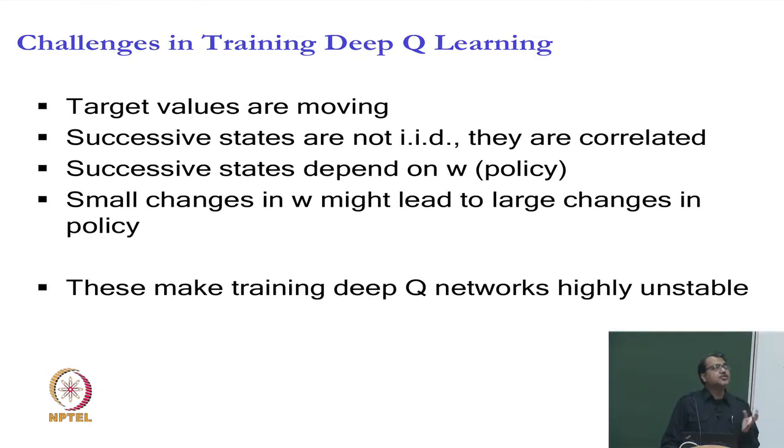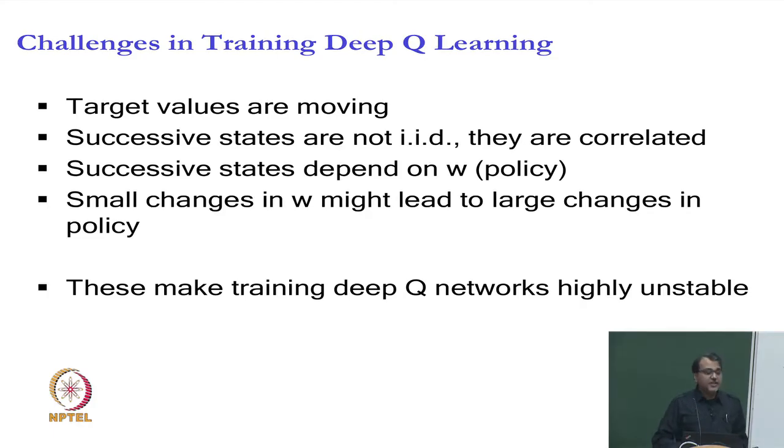Now come the issues. So what are the issues? There are many issues. This is not an easy problem. Target values are not fixed, they are moving. Moreover, when we take a mini batch or when we take the next data point and take the gradient with respect to that data point, we assume that the data points are IID, independent and identically distributed.